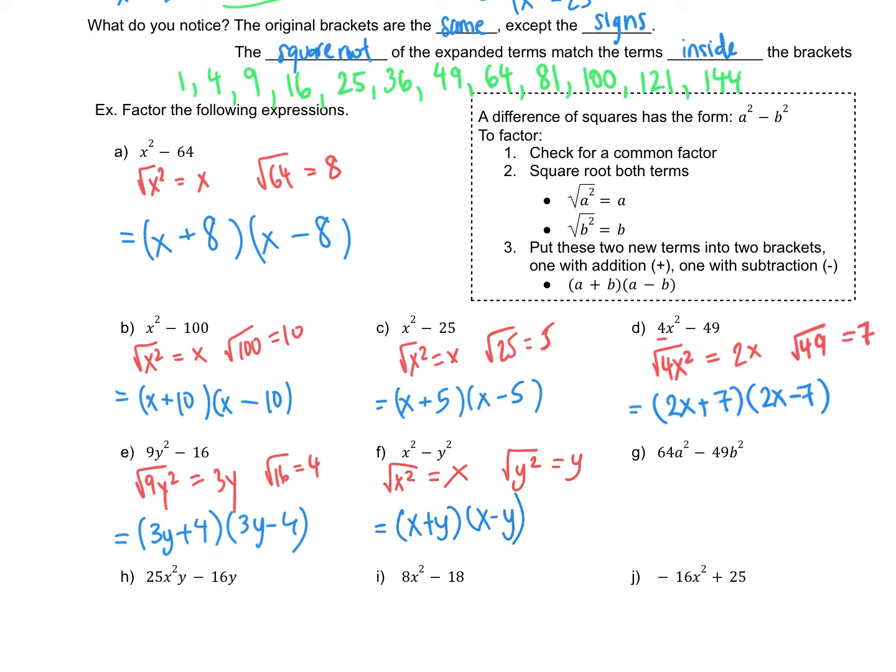So if you have those numbers just written out in front of you, whenever you see any of those numbers and it's two terms with subtraction, you should be thinking of the difference of squares. So 64 is in that list, 49 is in that list.